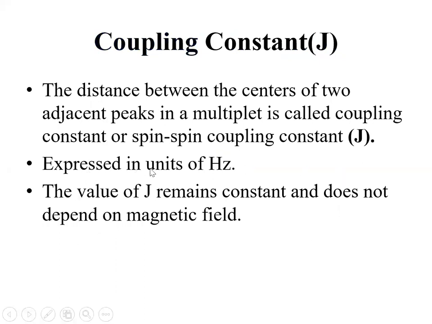Coupling constant is expressed in the unit hertz, unlike the chemical shift, which we express in parts per million. Here we express coupling constant in hertz. The value of J remains constant and does not depend on the magnetic field. When we change the strength of the magnetic field, the value of J remains constant. It means the J value is not affected by changing the strength of the external magnetic field. Why? We discuss in the next slide.